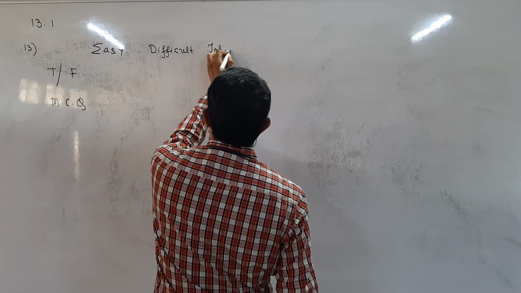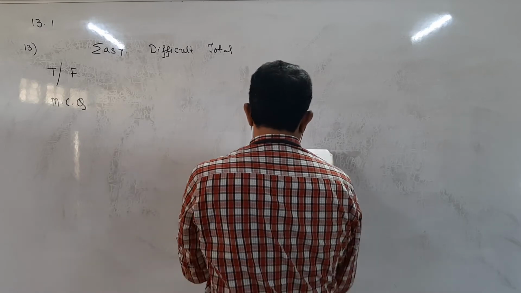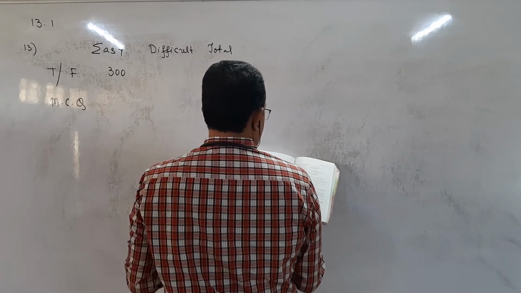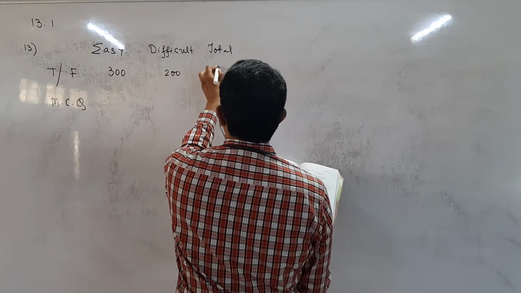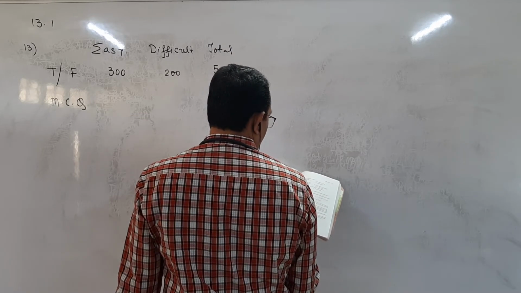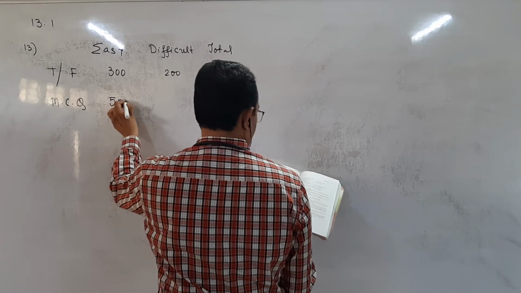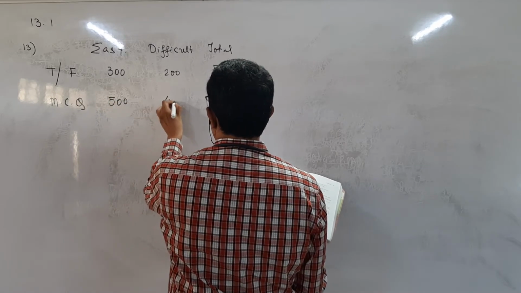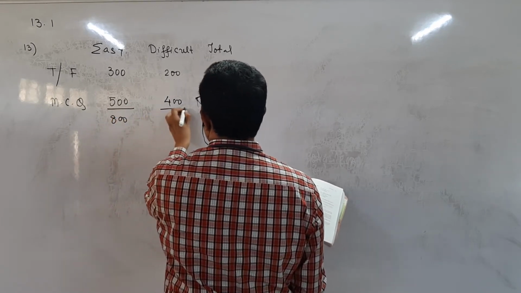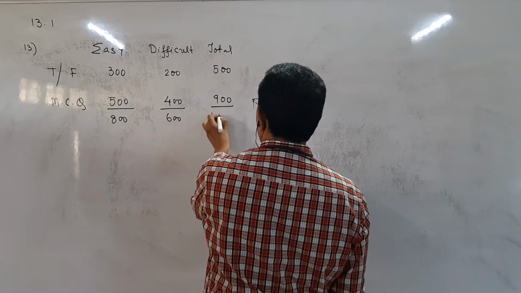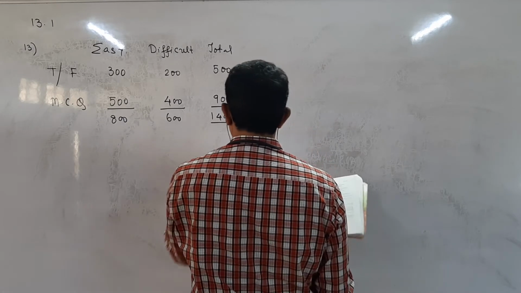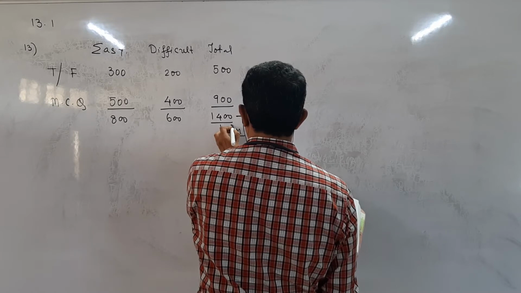and let us total. So how many easy true or false type of questions were there? 300. And difficult 200. Total questions of true or false were 500. Then how many easy MCQs were there? 500. And difficult MCQs were 400. This comes out to be 900. This total is 800. This total is 600. This total is 1400. This is in general N, total number of questions. So this works out to be, students.